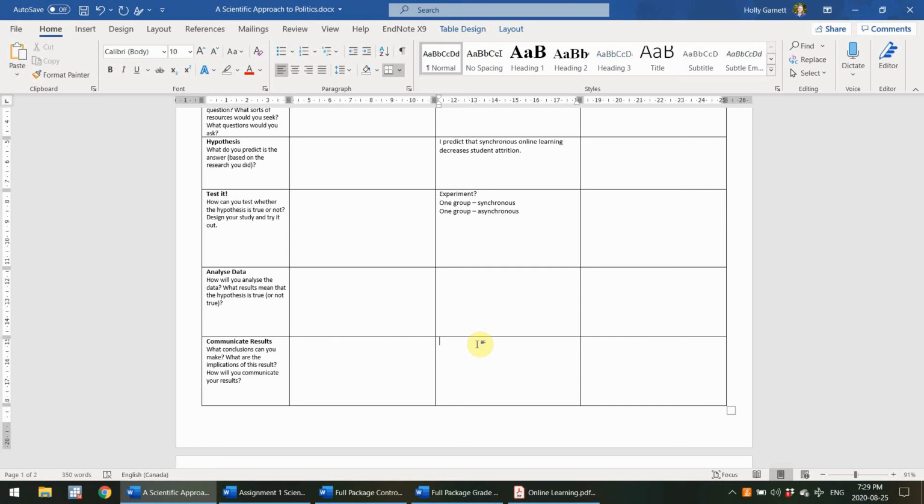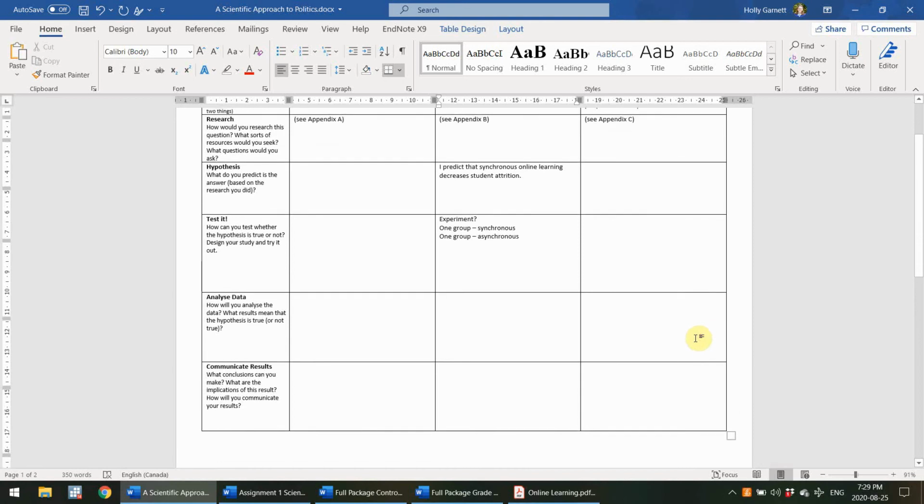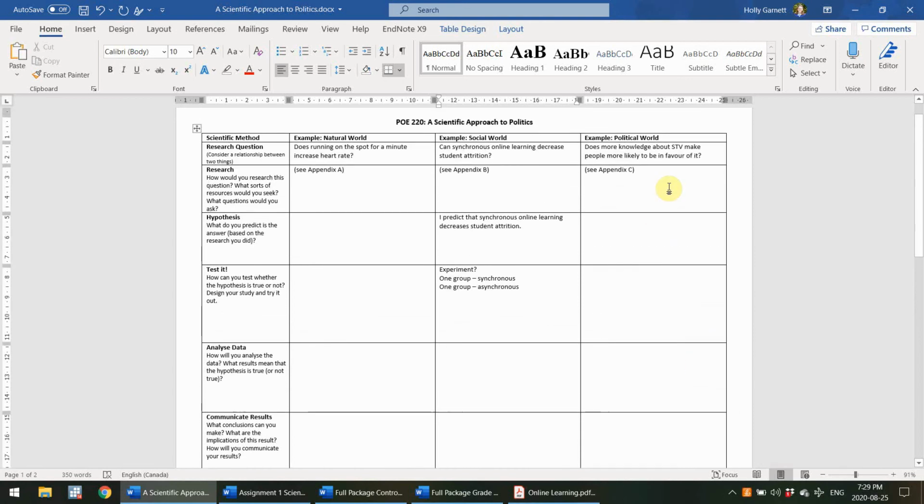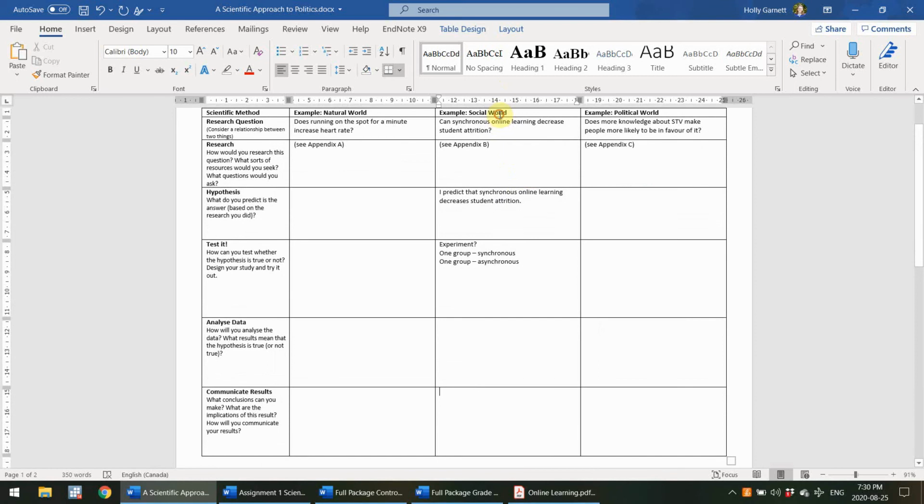And I would communicate that result maybe by writing an article, but I could also perhaps work with RMC, with the university, to say, here's some of the best practices that we should encourage our faculty to do if we want to keep our students in our courses. So we can encourage more synchronous learning, which is not what we're doing in this class, because for other reasons, we need to do asynchronous just because of time zones and all that kind of stuff. Okay. So that would be an example in the social world.